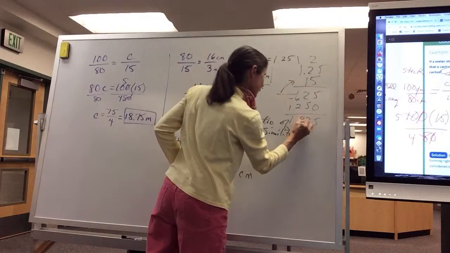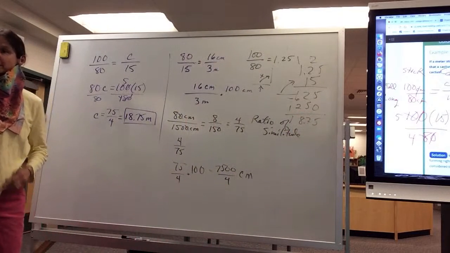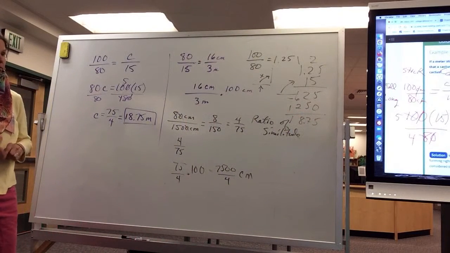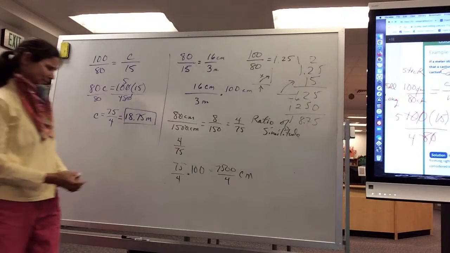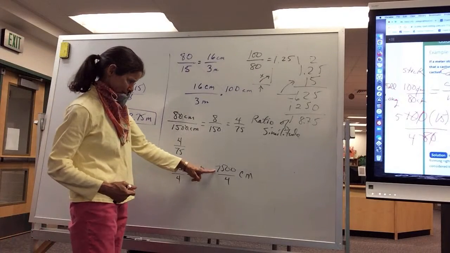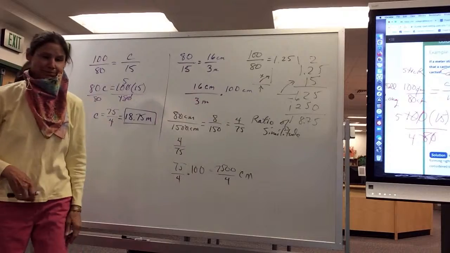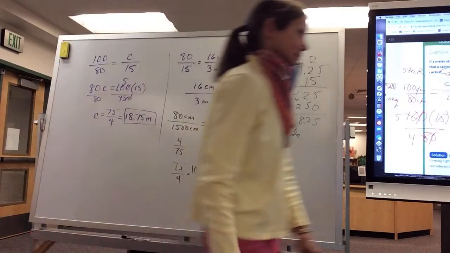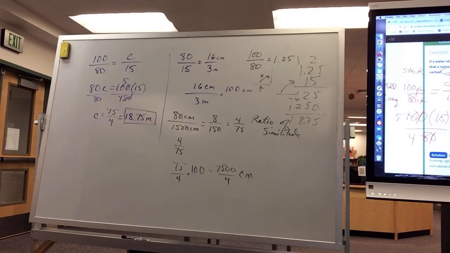How tall is it? 4 1/4 meters? No. It's 18 3/4 meters. There. That was the fastest way. There's lots of ways to look at it.